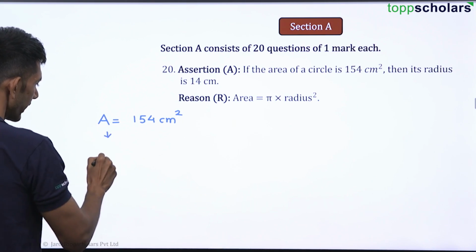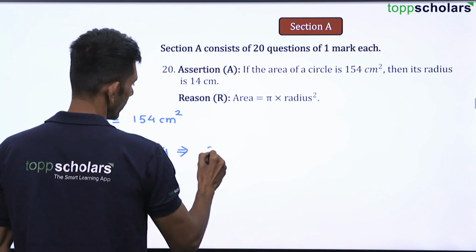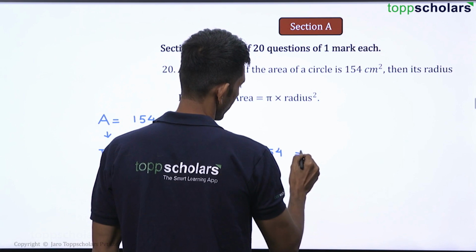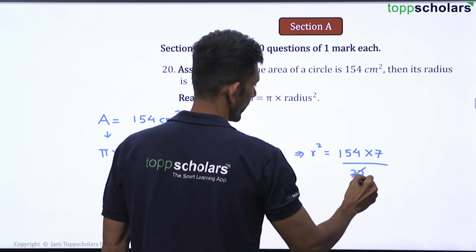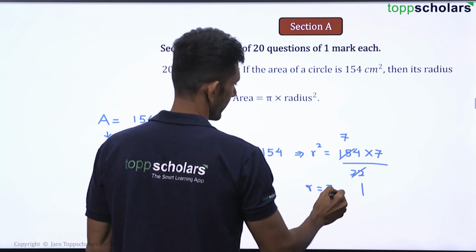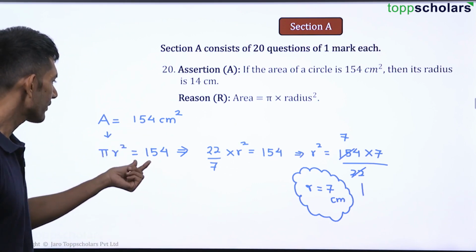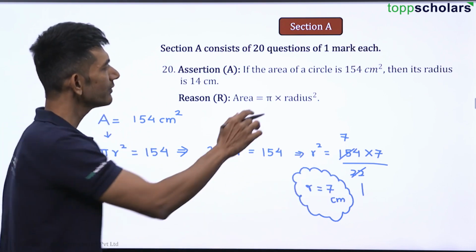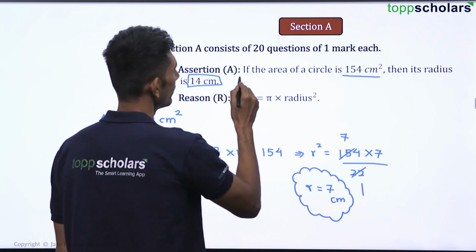What is the formula for area of the circle? Area of the circle is given by pi r square. So pi r square is 154. So this implies 22 by 7 into r square is 154. So can I say r square is 154 into 7 divided by 22. 22 sevens are 154, so r square is 49. So can I say the radius is 7? Once again, 22 by 7 into r square is 154, 7 goes up, 22 goes down. So the radius is 7. So if the area is 154, then the radius is 14. Is the radius 14? No, the radius is 7. So this is false.